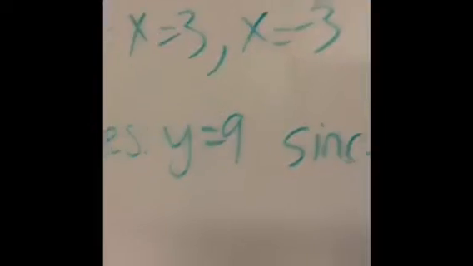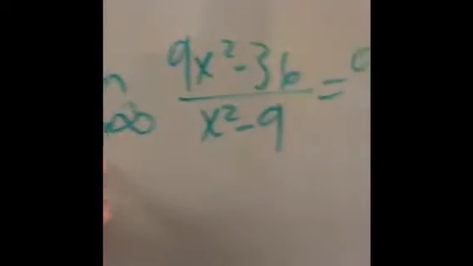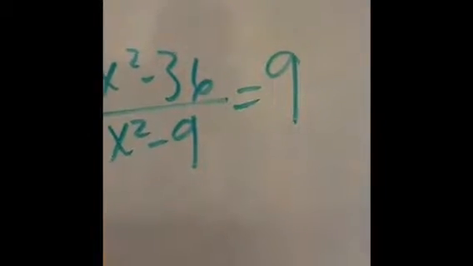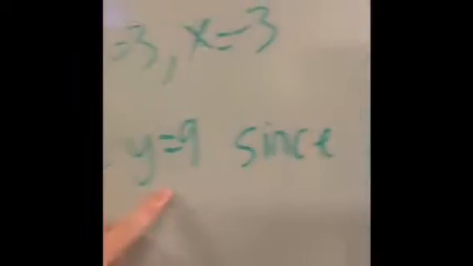For horizontal asymptotes, you have to take the limit as x approaches infinity of the entire function, which is equal to 9, so your horizontal asymptote is going to be at y equals 9.